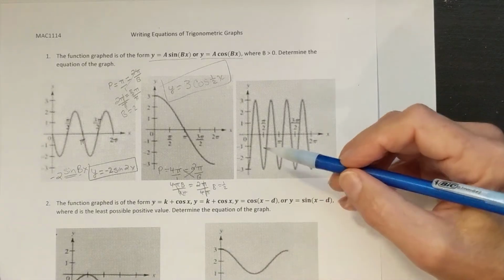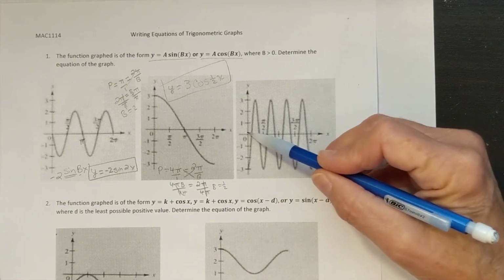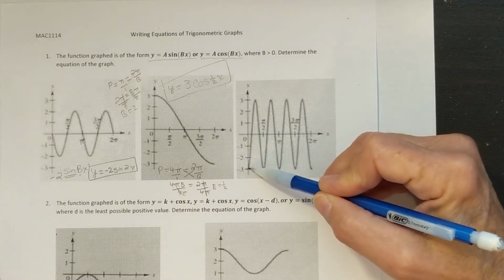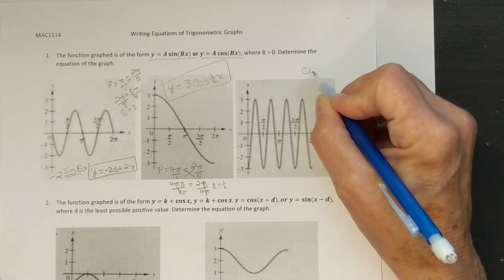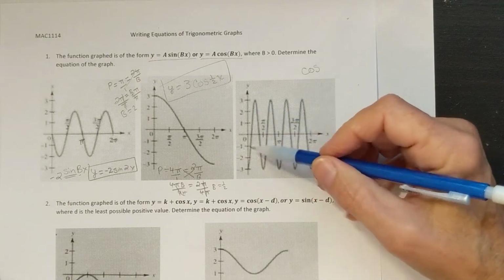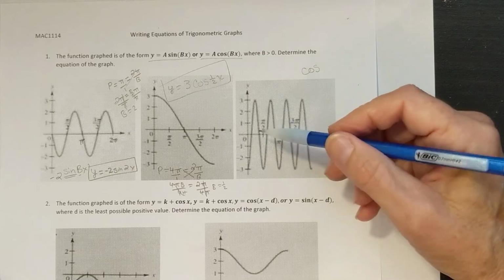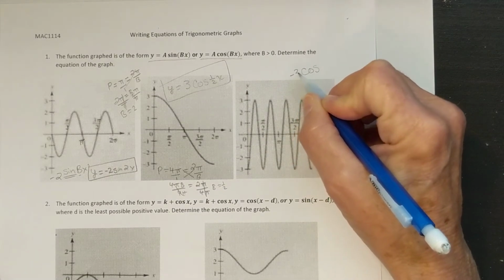This next one, let's see. It is at the 0 mark, it starts low. And so it doesn't start at 0. So this is telling us it's some kind of a cosine wave. Let's see, it's going between -3 and 3. So the amplitude is 3, but the fact that it starts low is saying it's reflected. So this is going to be a -3.